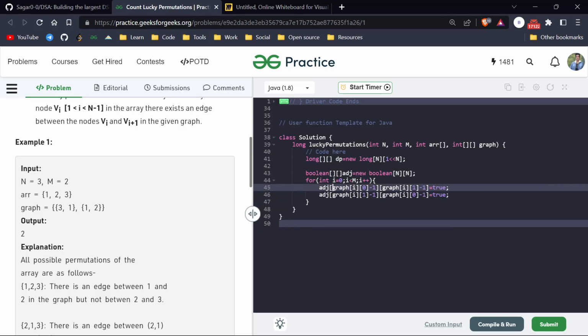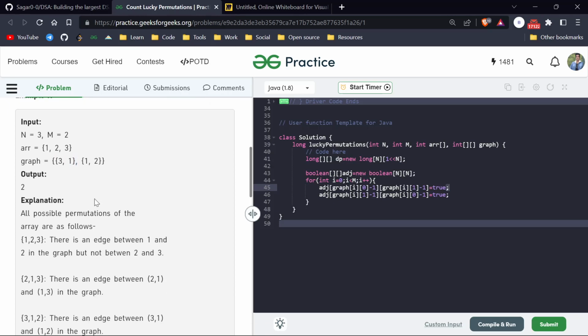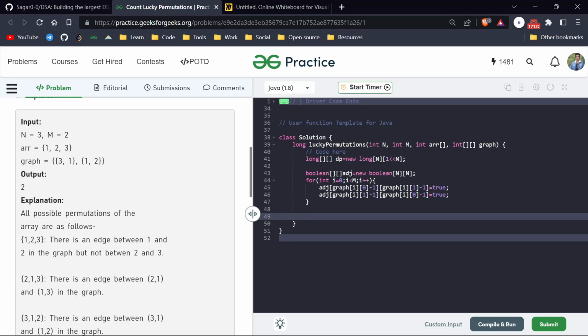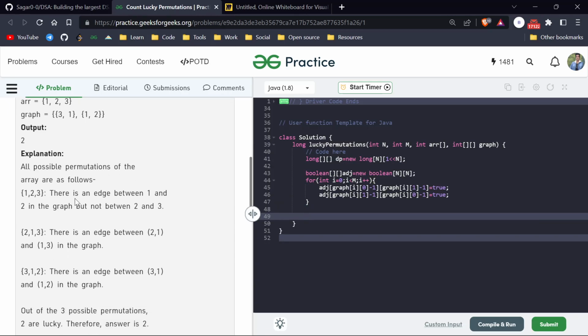So this is our A and this is B. So A to B, there is an edge, true. And after that, B to A, there is an edge, true. So that means 3 to 1 and 1 to 3. We are creating our adjacency list. Okay. And after that, what we have to do?